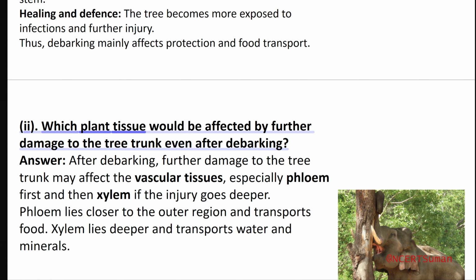2. Which plant tissue would be affected by further damage to the tree trunk even after debarking? Answer: after debarking, further damage to the tree trunk may affect the vascular tissues, especially phloem first and then xylem if the injury goes deeper. Phloem lies closer to the outer region and transports food. Xylem lies deeper and transports water and minerals.